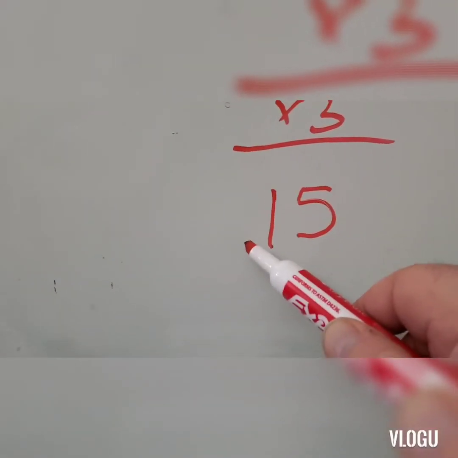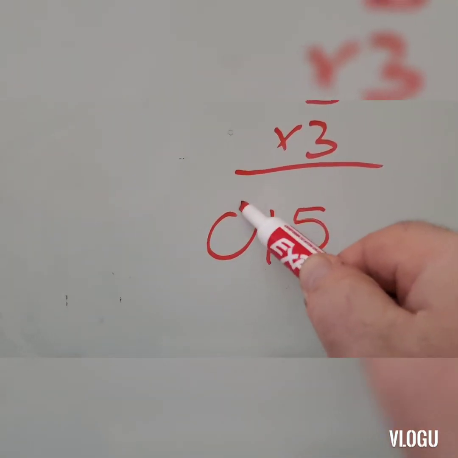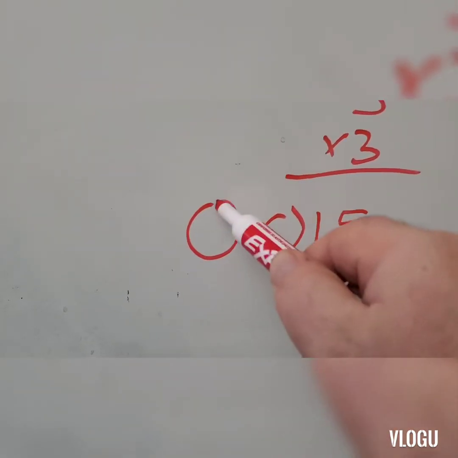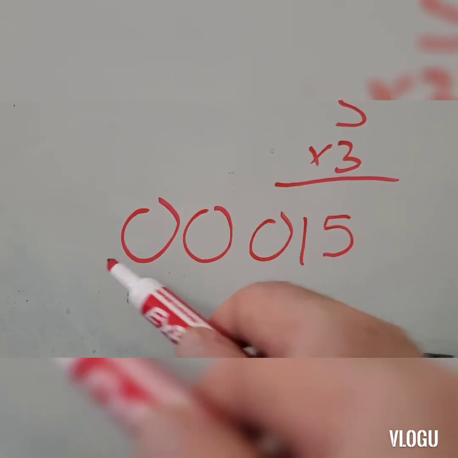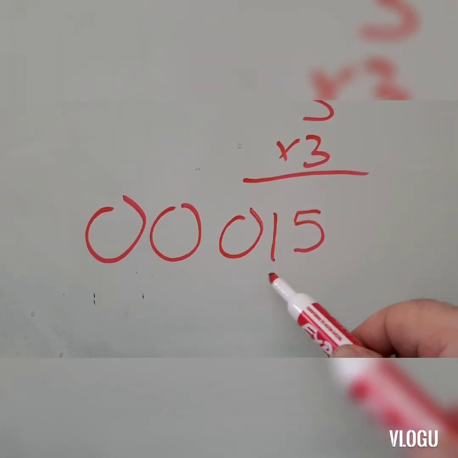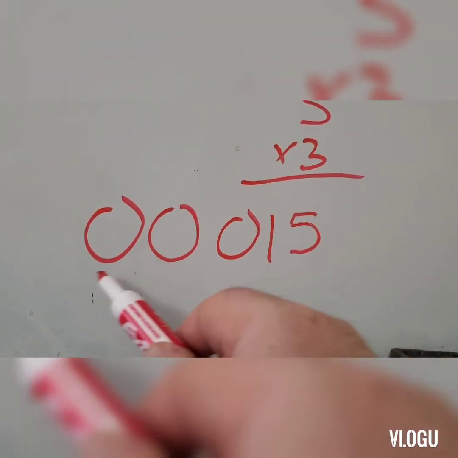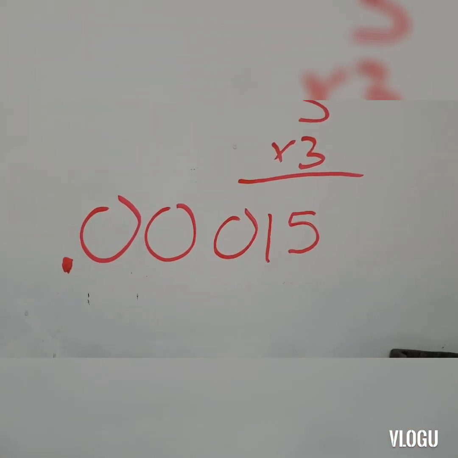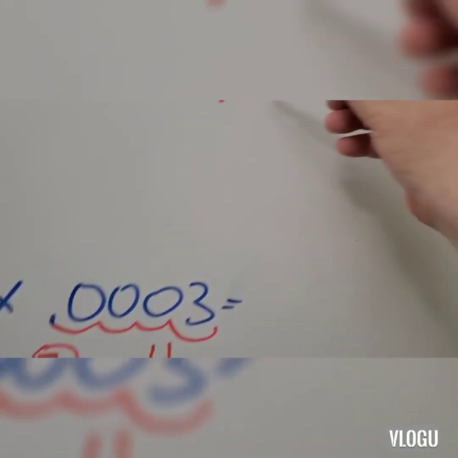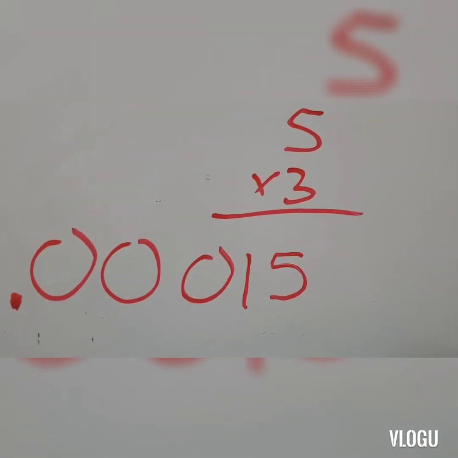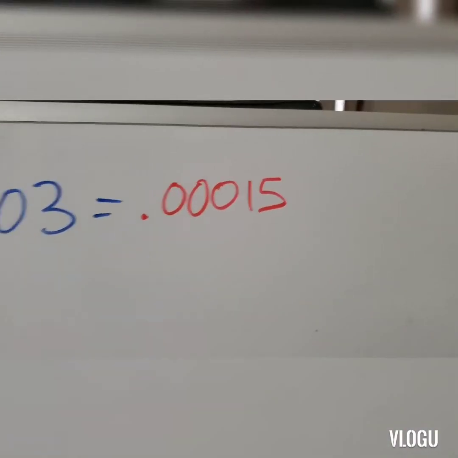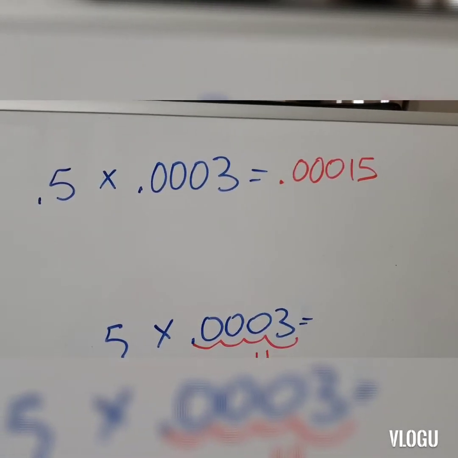Now I have to move my decimal 5 places back into the answer. 1, 2, 3, 4, 5. So my answer is a decimal, 3 zeros, and a 15. That is the answer to number 8.